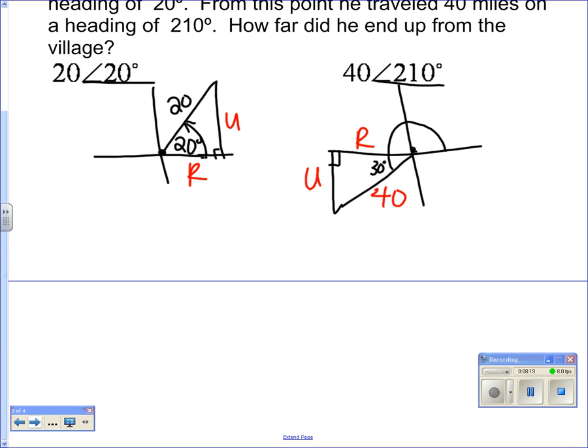Okay, so see if you can find your R by yourself. Do you remember how to do that? Yes. Do the one on the left first.